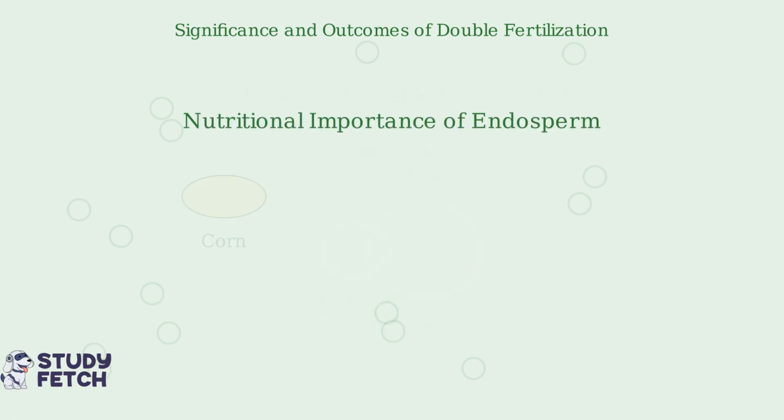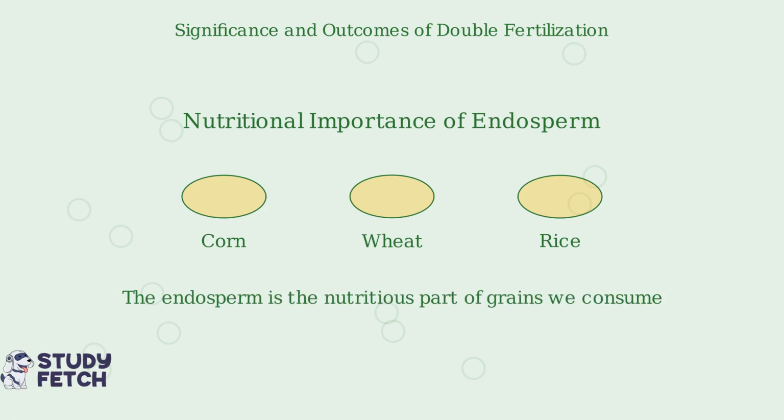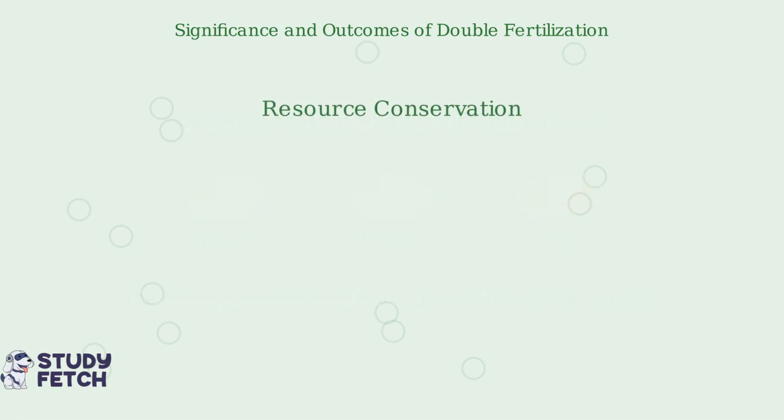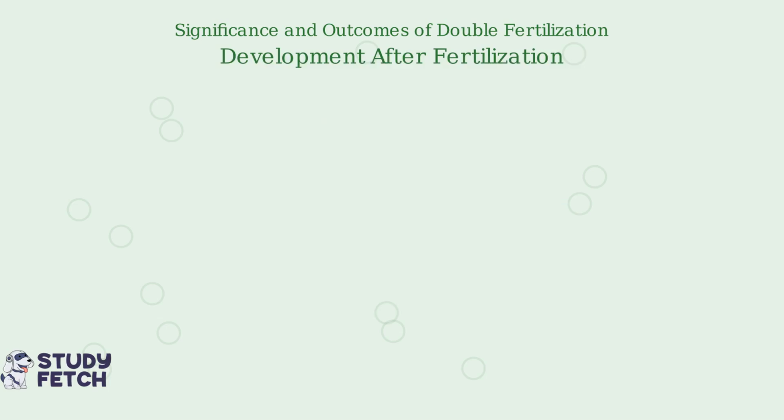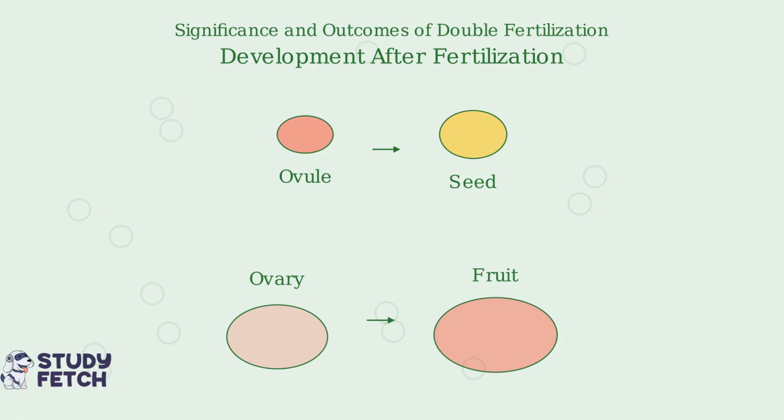This endosperm is why seeds like corn, wheat, and rice are nutritionally valuable to humans and animals. Double fertilization ensures that plants only develop seeds when fertilization occurs, conserving valuable energy and resources. After double fertilization, the ovule develops into a seed, while the ovary develops into a fruit.